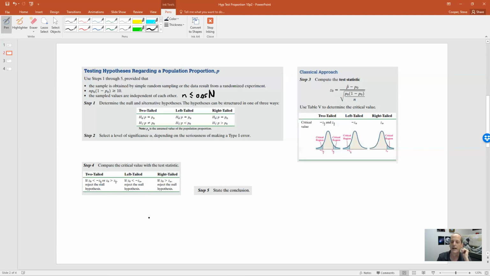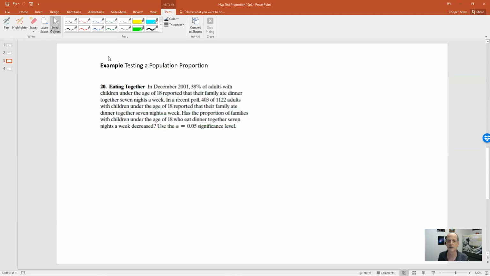So alpha determines the level of significance. So if alpha is equal to 0.05, the level of significance is 0.95. So that's the same relationship between alpha and level of significance as we had when we were doing confidence intervals. All right, so let's look at a situation and resolve it here.